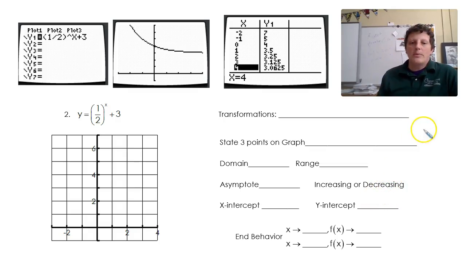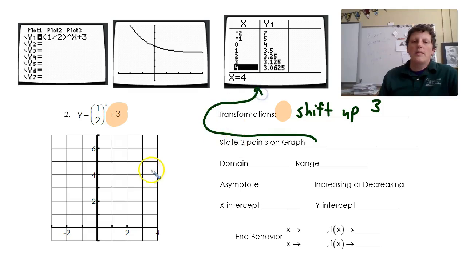In our second example, let's think about transformations here. The only transformation that I see is the +3. It's at the end of the function, so that should shift this function up 3 units. Instead of stating 3 points on the graph, we got a whole bunch of them here. So let's get those on the graph. -2, 7, I can put on the graph right here. -1, 5, I can put right here. 0, 4 is an easy one to graph.